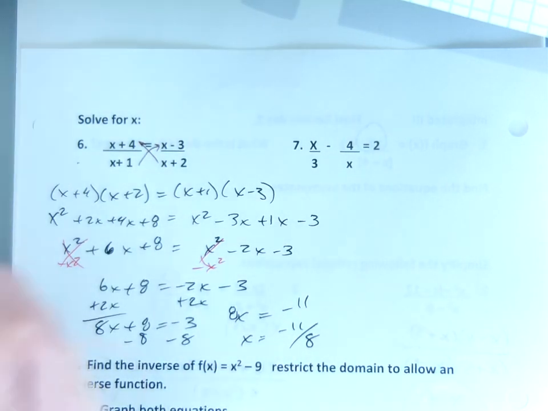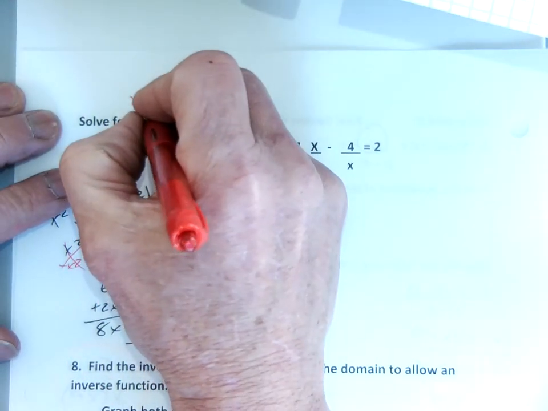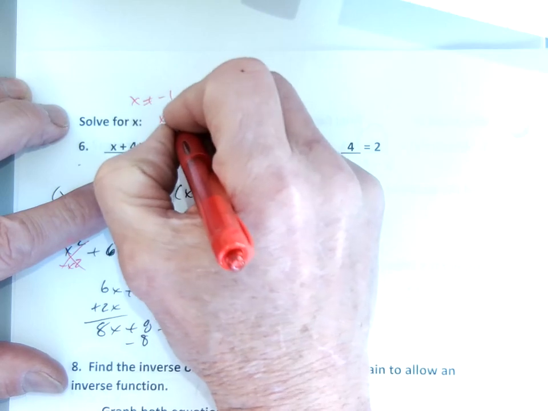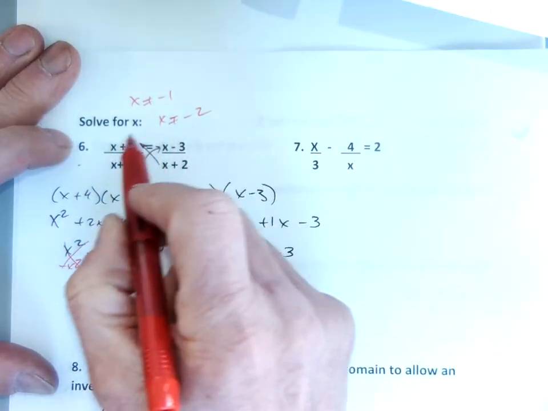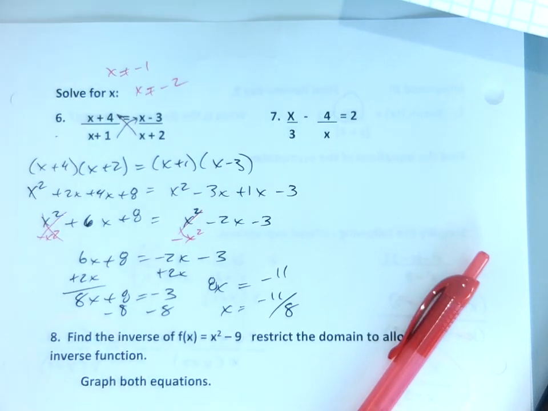Okay, there's my answer. And I'm okay because up here x cannot equal negative 1 and x cannot equal negative 2 because those values make me divide by 0. Okay, so I'll keep this answer. Negative 11/8 seems to be just fine with me. All right, 7. Well, to get 7, I need a common denominator.